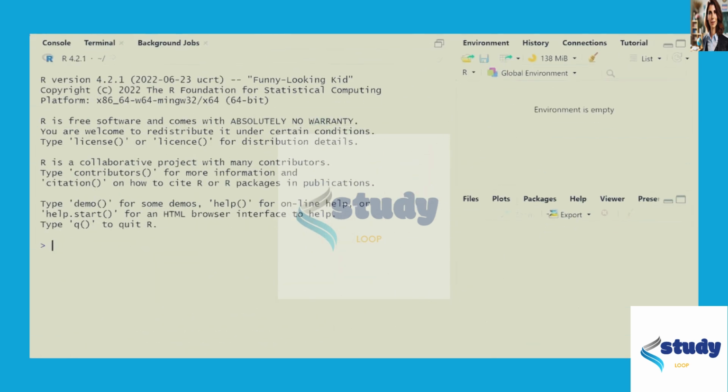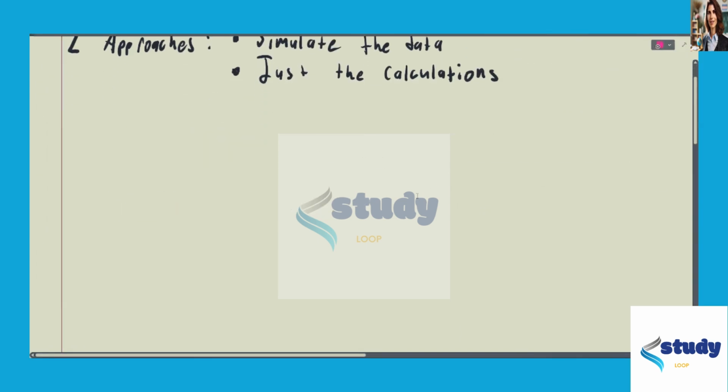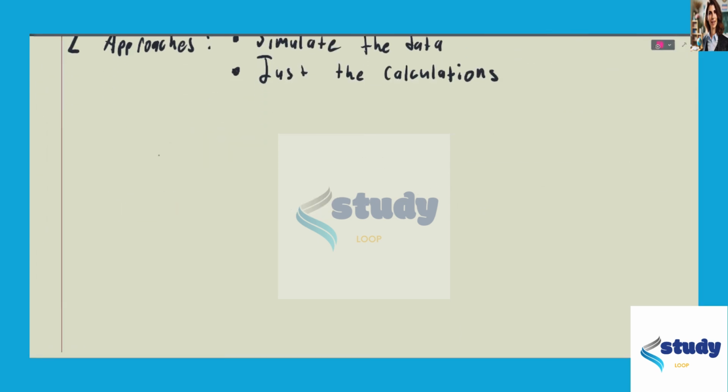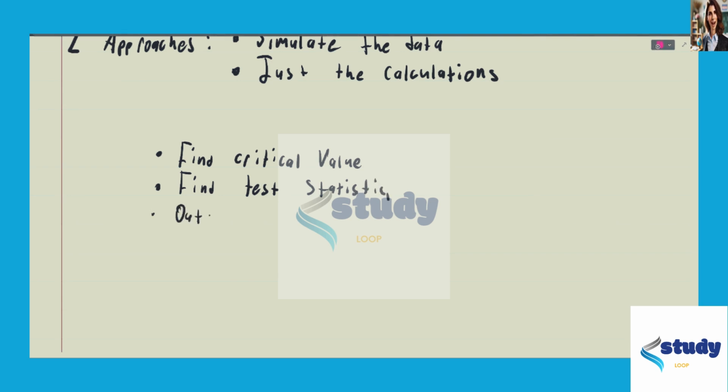Actually, what I'll do is first go through just the t approach. The way that we would want to do this is first find the critical value, then find the test statistic, then output the conclusion.